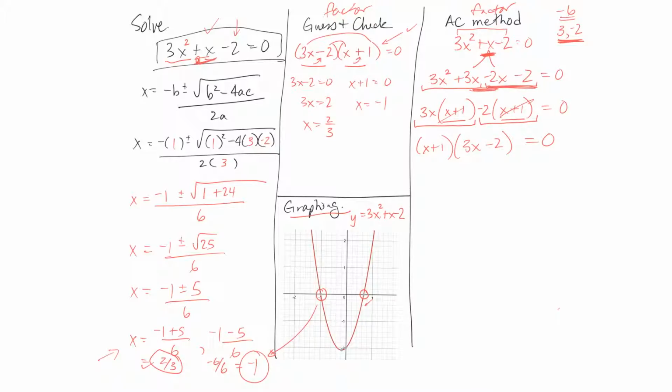Okay, so I factored it, and now I can set each one equal to 0 and solve each of them, and you'll see that you're coming up with the same answer each way. Okay, and it's good to be able to do all of those. Okay, hopefully that helps, just giving you some examples of different ways of solving a quadratic equation. There's others too, but those are sort of the main ones.